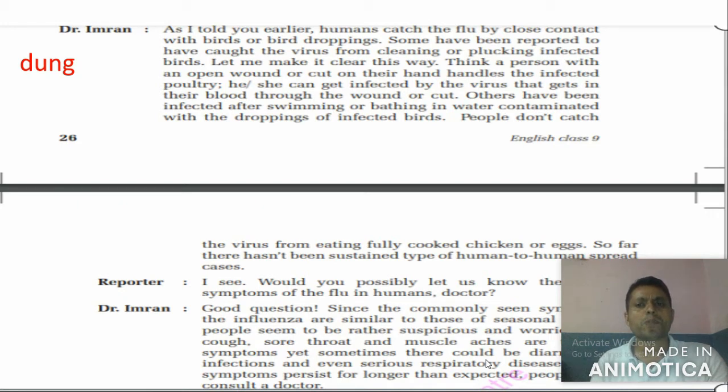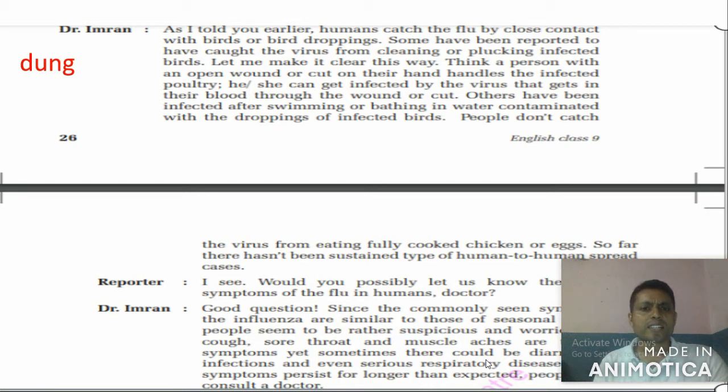Sometimes people get infected if they go swimming or bathing in such water, water contaminated or mixed with the droppings of infected birds. If the droppings get mixed with the water, and people go there to bathe or swim, at that time as well, people can catch the disease. The germs easily go into the human body and then people get infected, right?